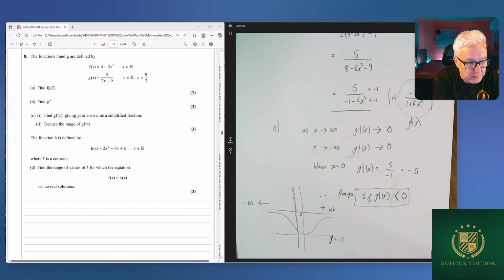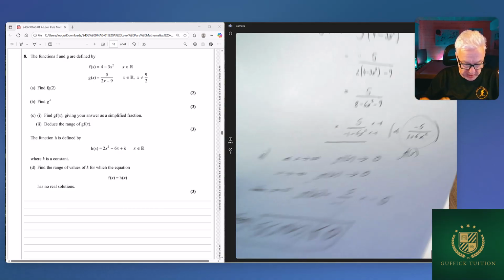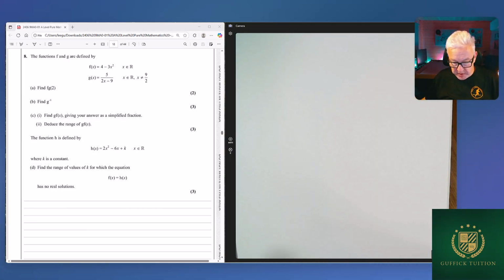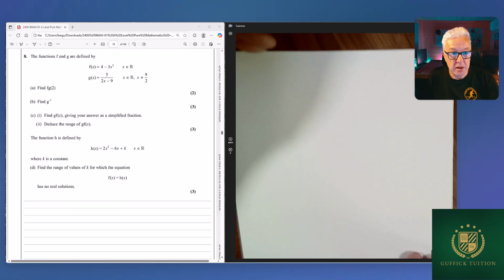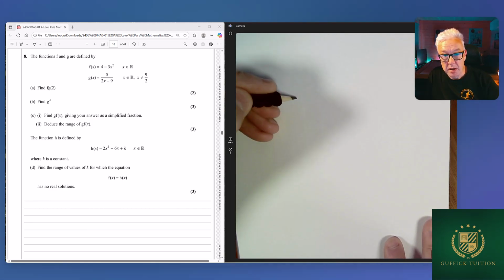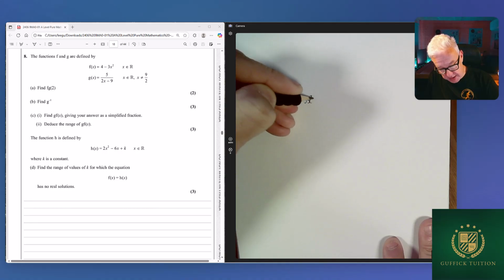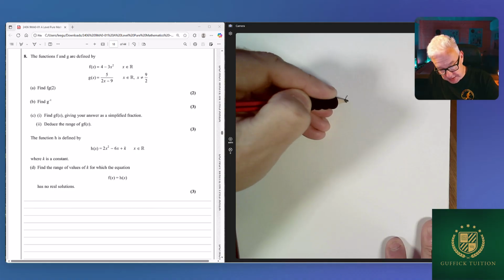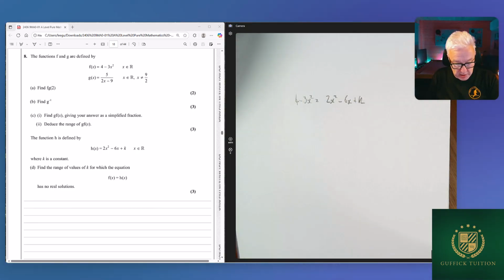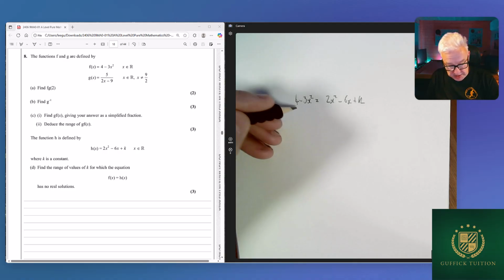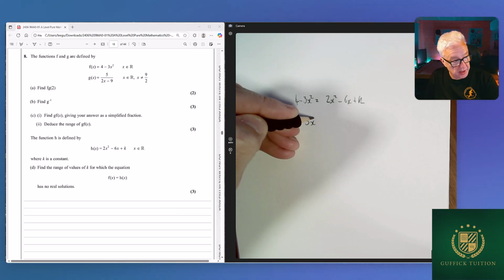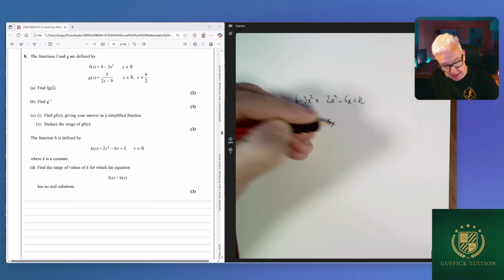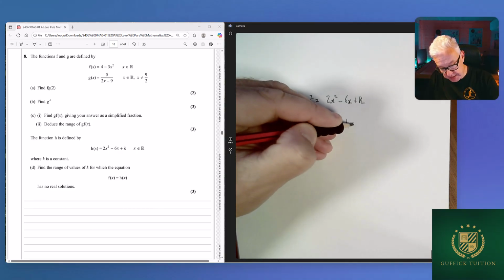It says, find the range of values for k for which the equation f of x equals h of x. So if f of x is going to equal h of x, let's put them equal to each other to start off with. We're going to say that f of x, which is 4 minus 3x squared, equals our h of x, which is 2x squared minus 6x plus k. So we put them equal to each other, and let's get the whole thing as a quadratic on one side. That's going to give us 5x squared minus 6x minus 4 equals 0.